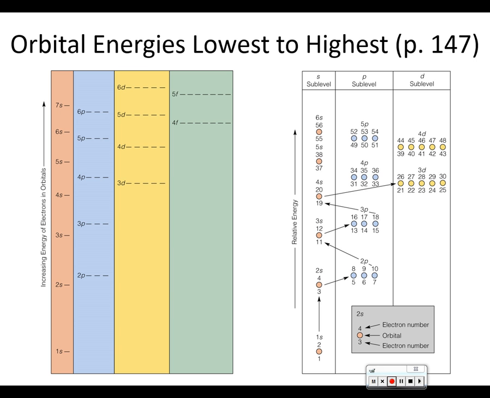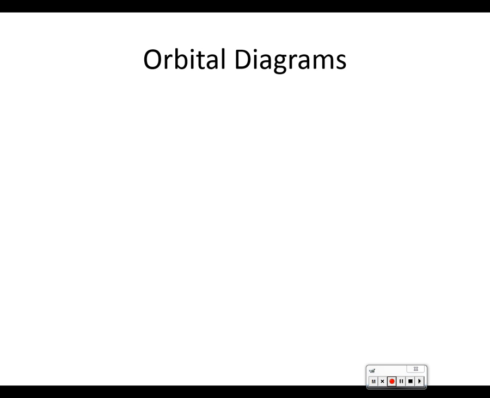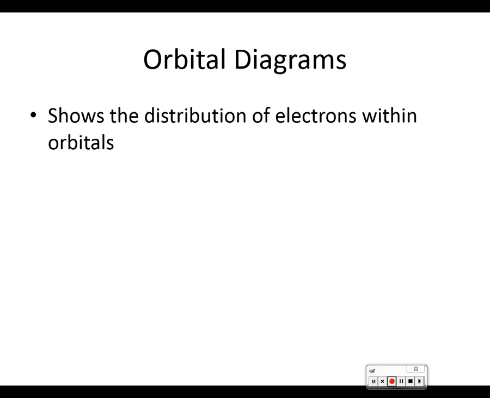Okay? All right. So today, we are going to draw ourselves orbital diagrams. Orbital diagrams show the distribution of electrons within orbitals. Somebody earlier today asked, well, what are we doing here? Why, about halfway through class, why are we doing this?